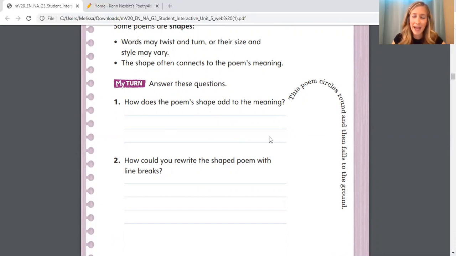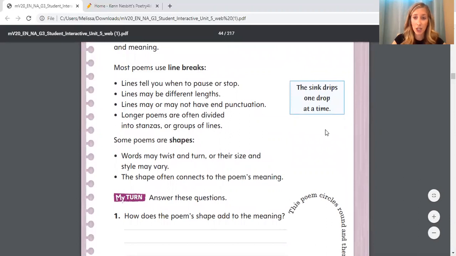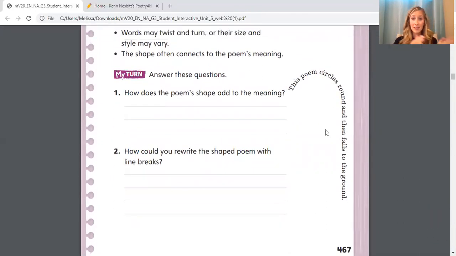How does this poem's shape add to the meaning? Do you notice that shape? Is it actually circling round and falling to the ground? Number 2, how could you rewrite the shaped poem with line breaks? So what that means is you're going to take this poem that's circling round and then falling to the ground, and just like the poem that's in this blue box up here, rewrite it. You could write this poem circles round and then falls to the ground. You could write it in 2 lines. This poem circles round and then falls to the ground. It's up to you, but make sure you go ahead and break that poem into at least 2 lines.